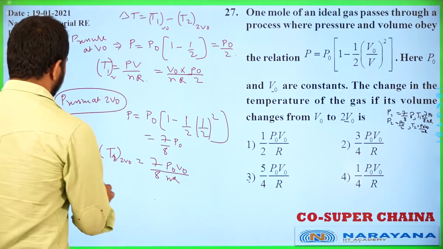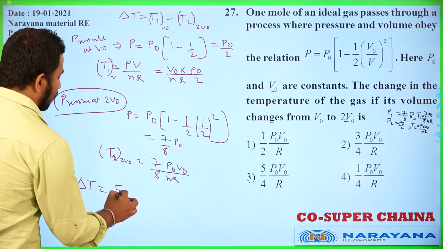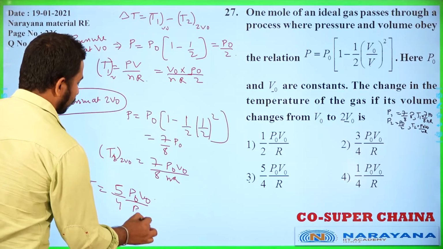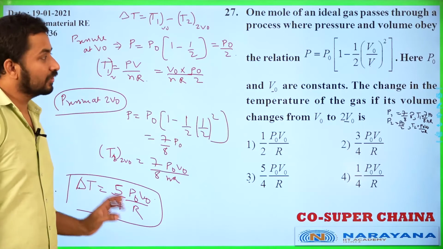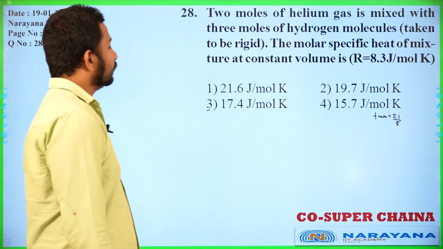Okay, so this difference, student, we have to calculate here. If you calculate the difference delta T between these, the delta T value will be coming as 5 by 4 P0 V0 by R. So this is the delta T which we calculate from this difference. So this is what you have to do in this question. Let's proceed to the next question now.